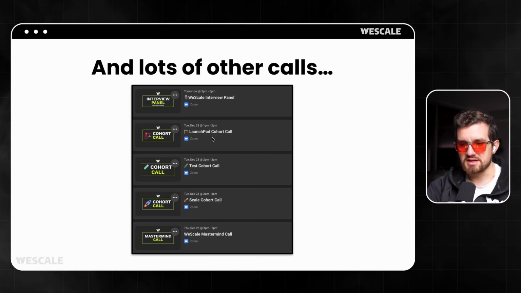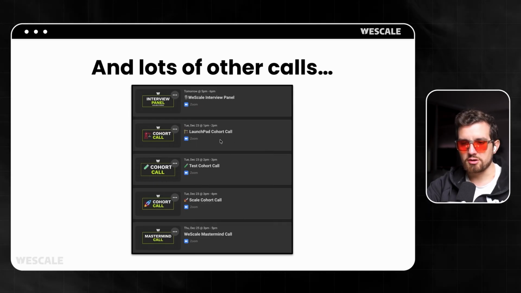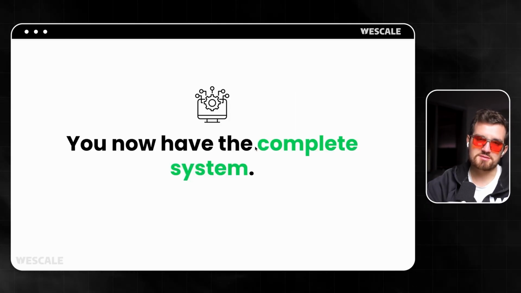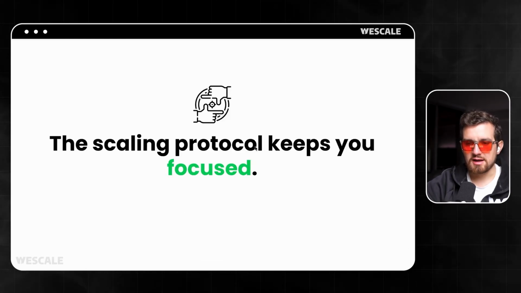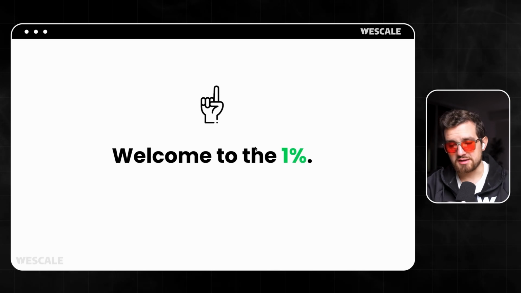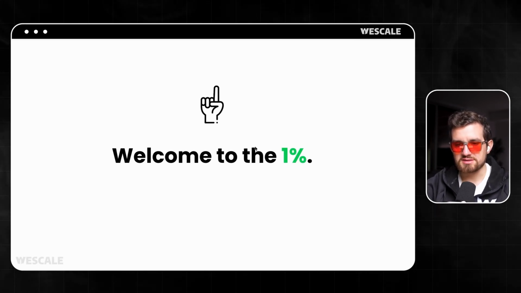And then we have the designated cohort calls for each cohort, so that you're joining calls with people who are at the same stage as you. So now you have the complete system. And if you're not already there at this point, you should be well on your way on the path from 0 to 10K. And hopefully the scaling protocol will help keep you focused on what is actually going to move the needle. And by making it this far in the course, you are truly in the 1% of print on demand sellers.